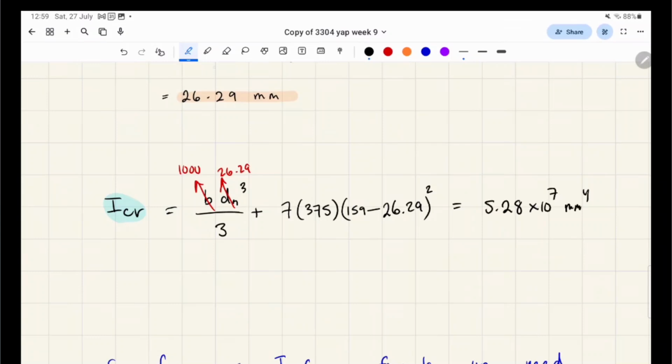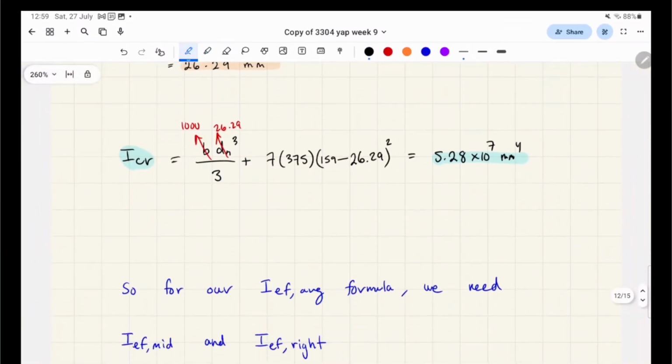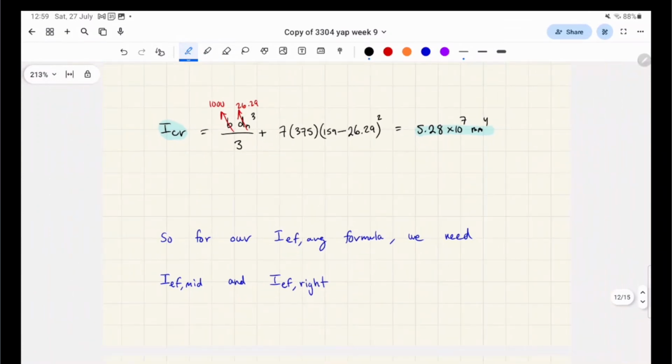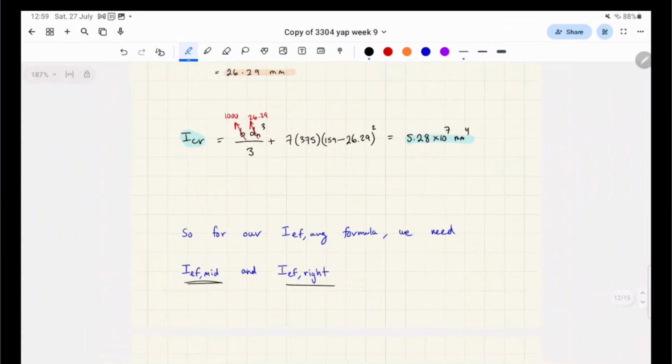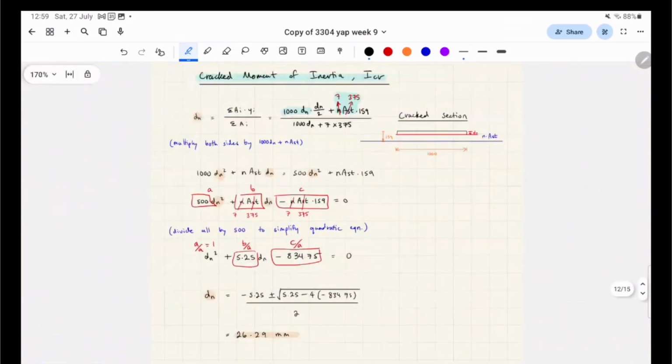Millimeters cubed, and that's our value for I cracked. Okay, so for IEF average, we need IEF mid and IEF right. That's because of this, right? We need IEF mid and IEF right. That's just like the rule for an end span.